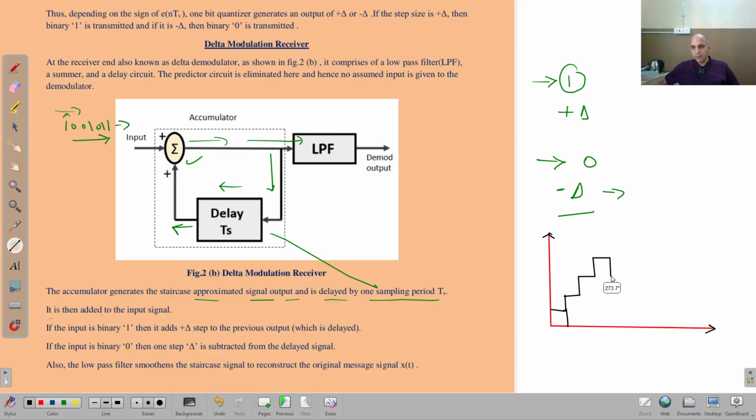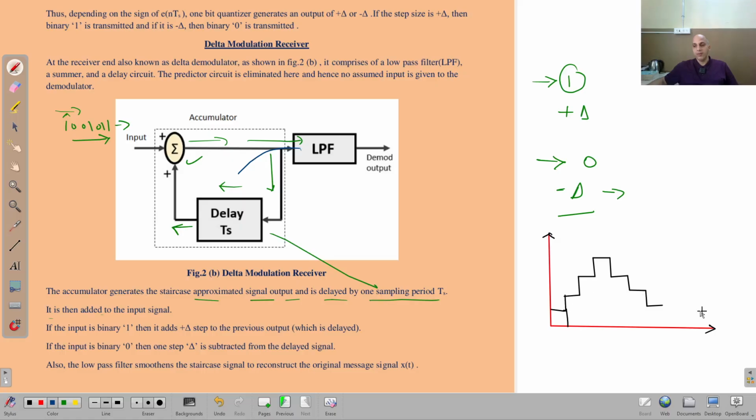Like this, now it is negative delta, right? In this way. So you can see this is a type of staircase waveform. So this will be the output of this accumulator circuit. This is sent to the low pass filter.